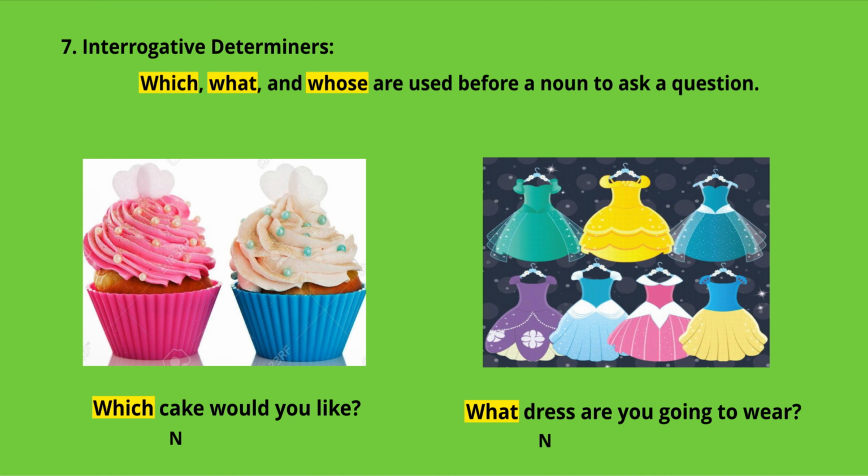In the second image, what do you see? You see beautiful, pretty dresses. What dress are you going to wear? So the noun in this sentence is dress, and "what" has come before the noun, asking a question. So "what" would be the interrogative determiner.